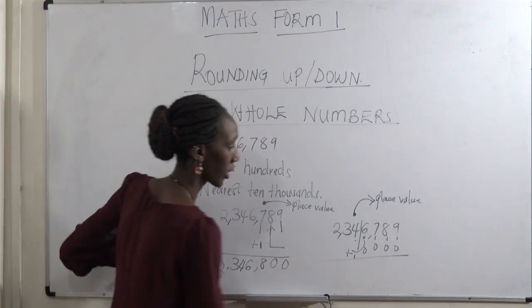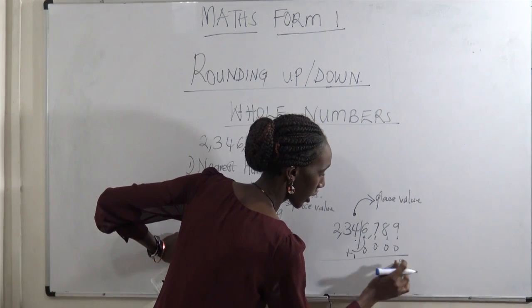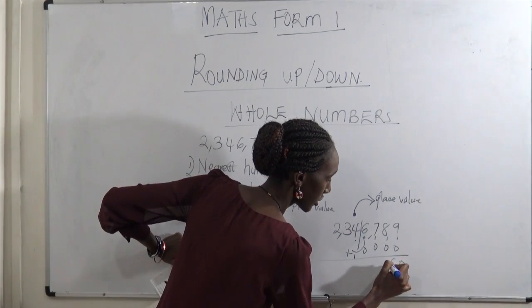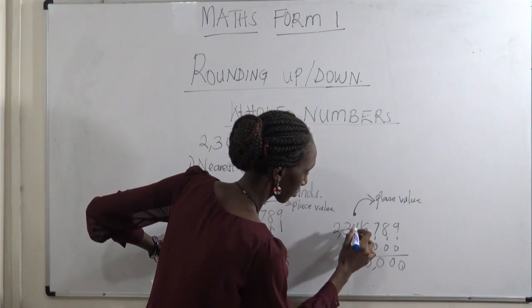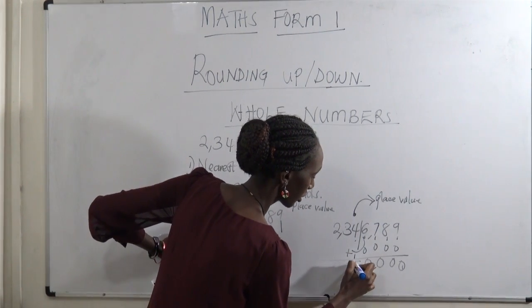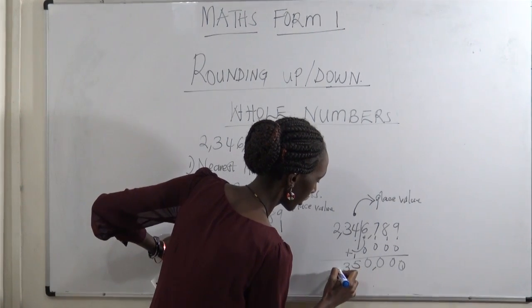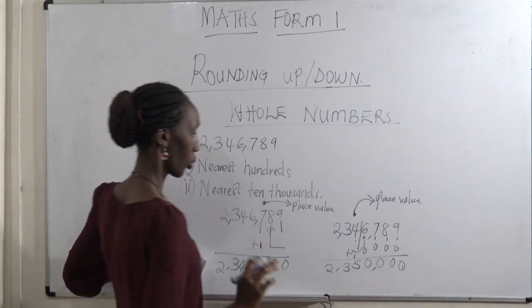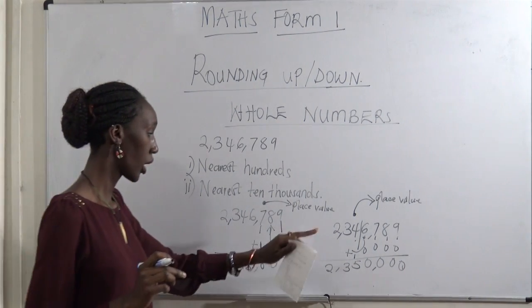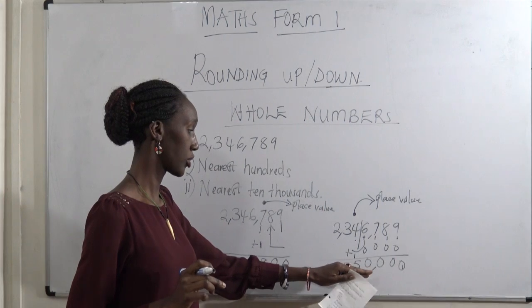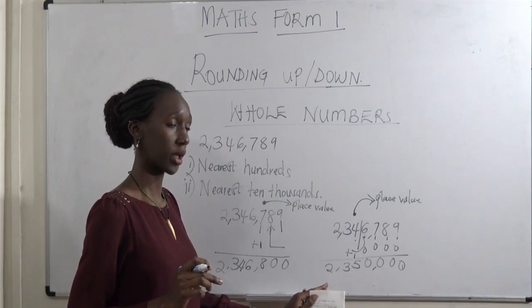So if I do my final answer, I'm going to get here 0, 0, 0. Here it's still 0. 4 plus 1 will give me 5. I have 3 and I have 2. So my number to the nearest 10,000, I'm going to have 2,350,000. Yeah, that's my answer.